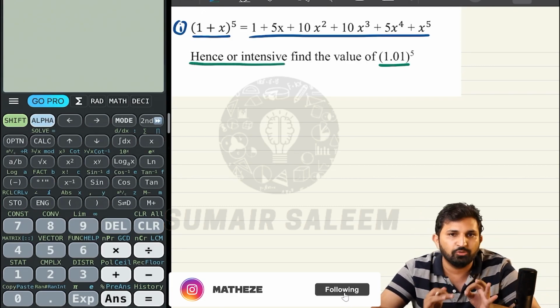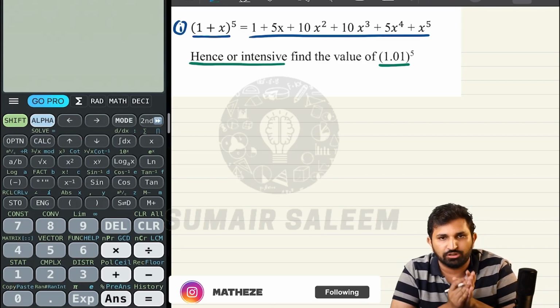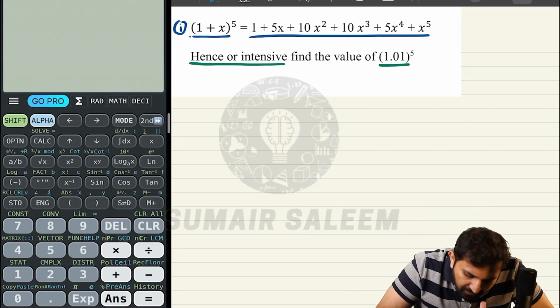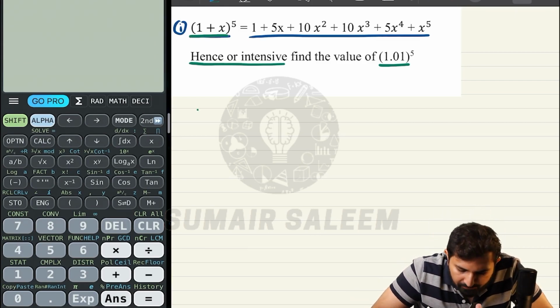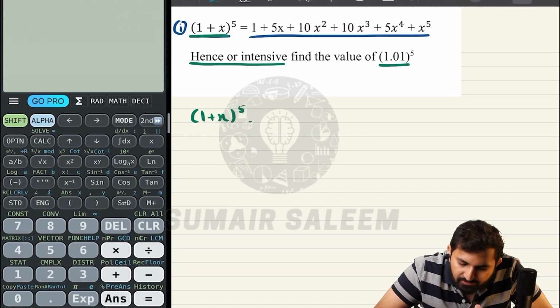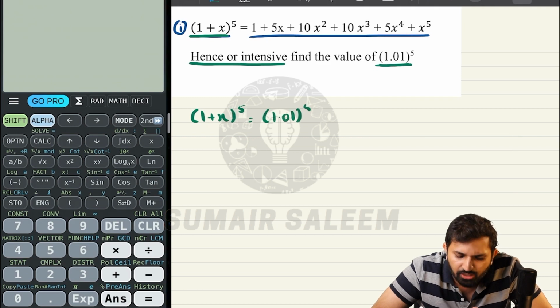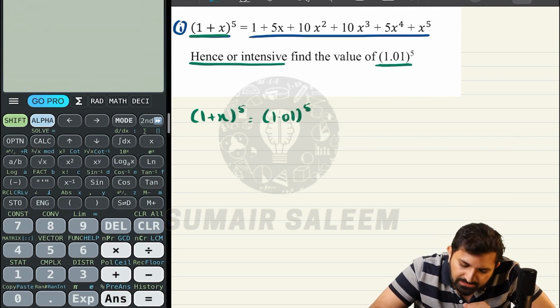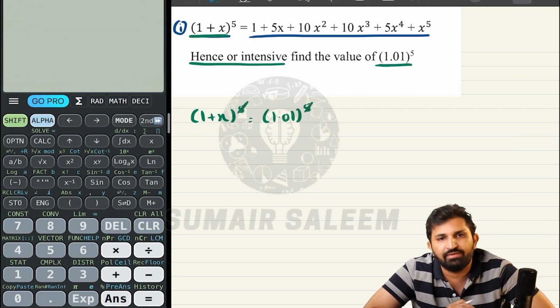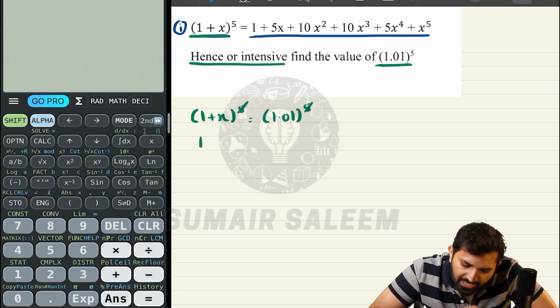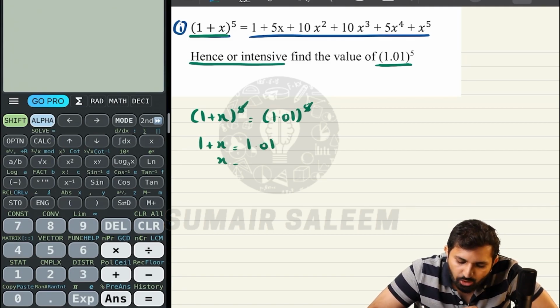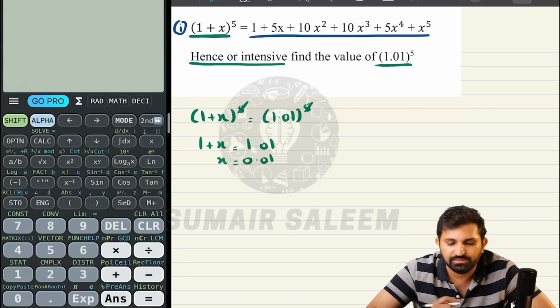Now how am I going to connect to the first part of the question, guys, focus. What was the power here? 5. 1 plus x power 5. And what's the power here? 1.01 power 5. The examiner will always give you the same power. First of all, I'm going to cancel this 5 and 5, and then I'm going to solve for x. So 1 plus x is 1.01. The value of x will be 0.01.